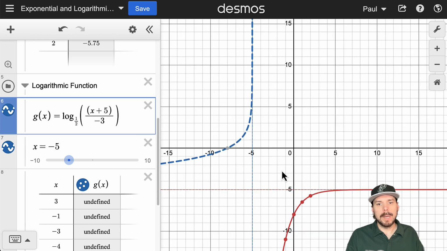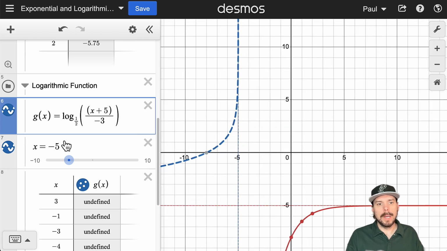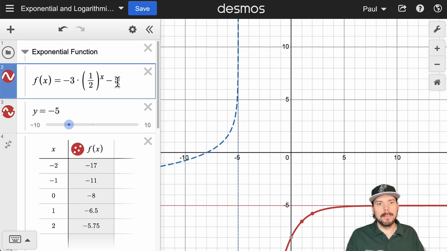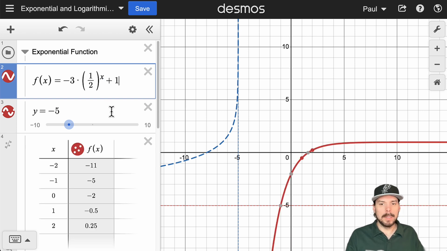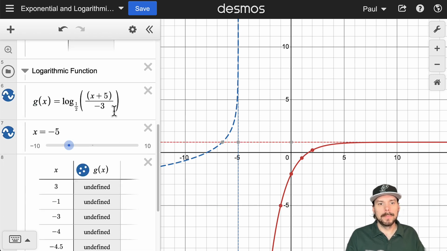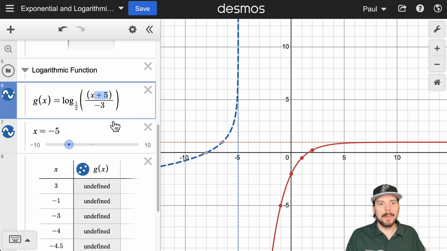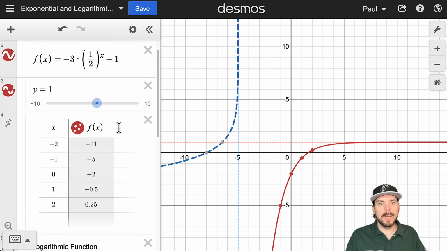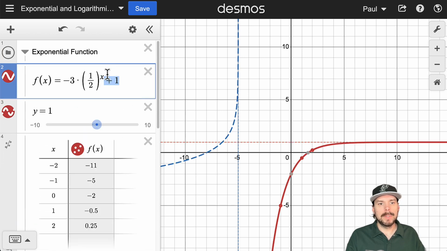I might have to zoom out to visualize it really well, or I could bring it closer together by adjusting. How about I make my vertical shift a +1 instead of a -5? So it shifted up 1, and I want to now adjust the horizontal asymptote to follow suit. And instead of a +5 here, we have to think about the very first step of solving, of unpacking and solving for x. The very first step would be a -1.